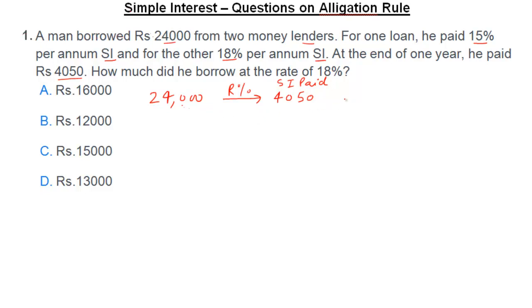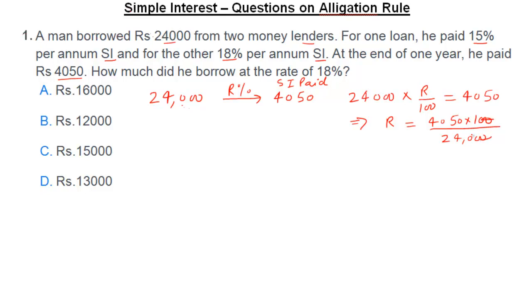Okay, so I am just writing here 24,000 multiplied by R by 100. R is the interest rate that we have assumed, that is 4050. Interest is equal to principal multiplied by rate of interest divided by 100. So this will give me rate of interest is equal to 4050 multiplied by 100 and divide this by 24,000.